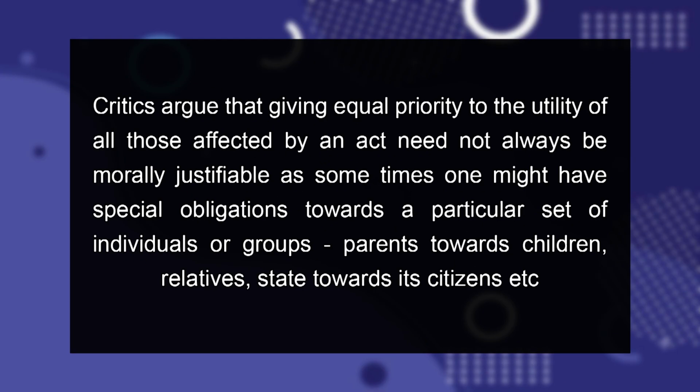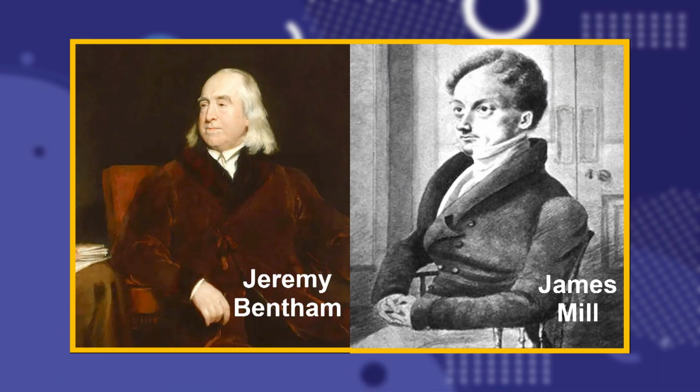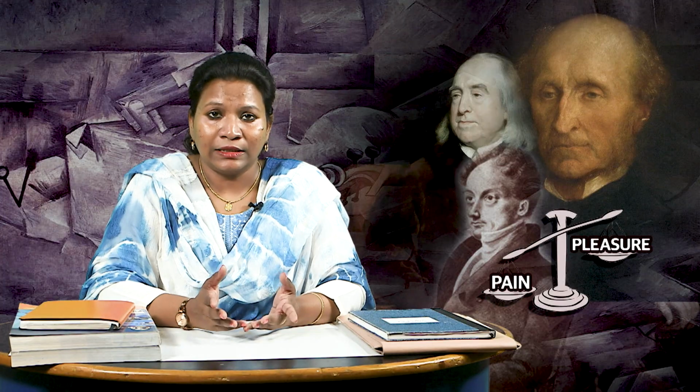Thirdly, critics argue that giving equal priority to the utility of all those affected by an act need not always be morally justified, as sometimes one might have special obligations towards a particular set of individuals or groups: parents towards children, relatives, state towards its citizens, etc. Differential obligations are not taken into account by Bentham and JS Mill in their calculation of net utility. Critics argue that this disregards the differential location of people in social contexts, thereby requiring them to do prioritization.